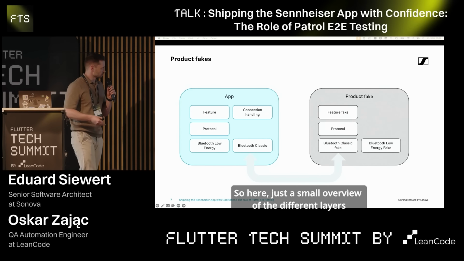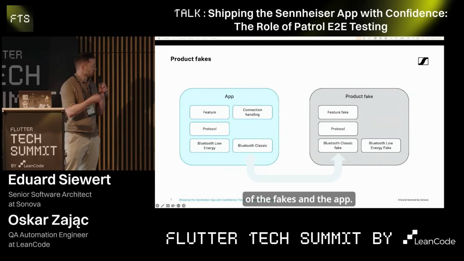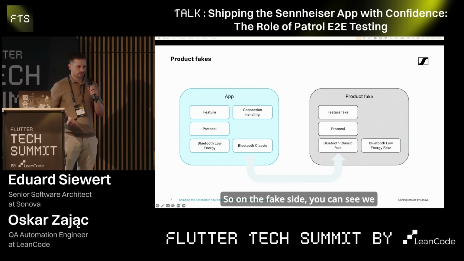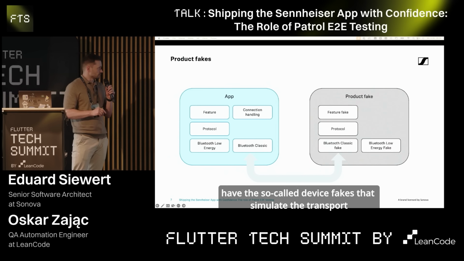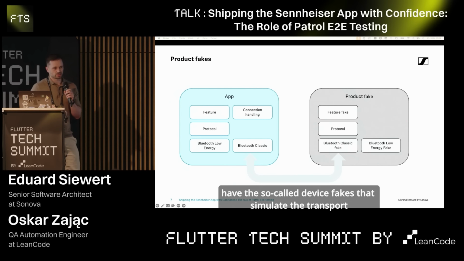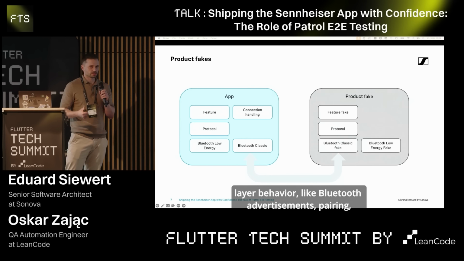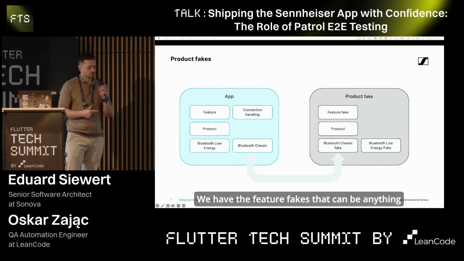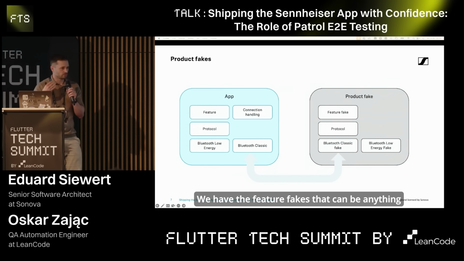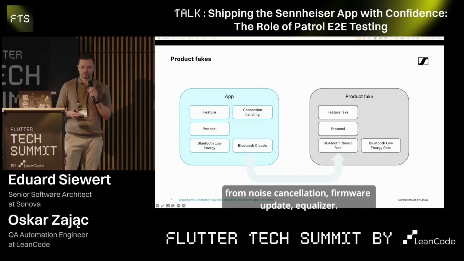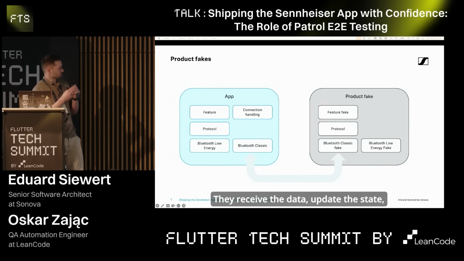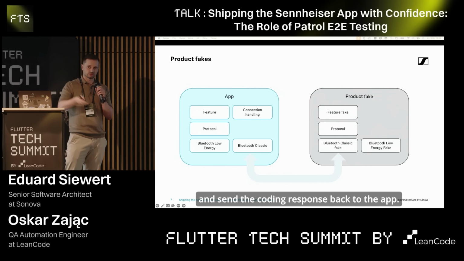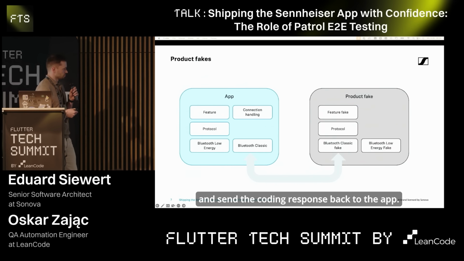So here, just a small overview of the different layers of the fakes and the app. On the fake side, you can see we have the so-called device fakes that simulate the transport layer behavior, like Bluetooth advertisements, pairing, connection handling. Above that, we have a protocol layer that parses the incoming bytes and forwards the data to the according features. We have the feature fakes that can be anything from noise cancellation, firmware update, equalizer. They receive the data, update the state, and send the according response back to the app.